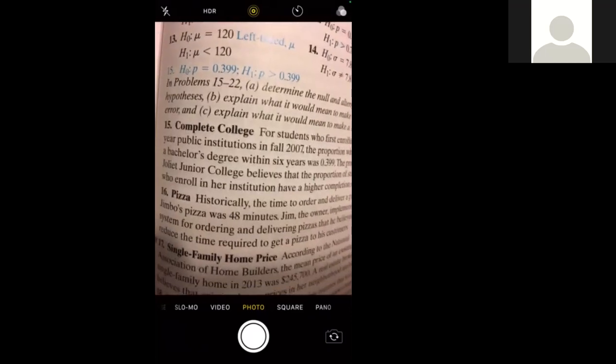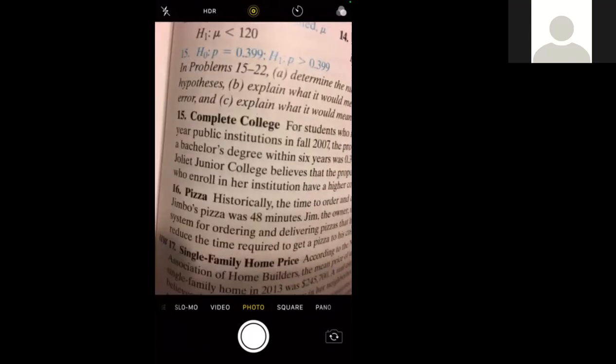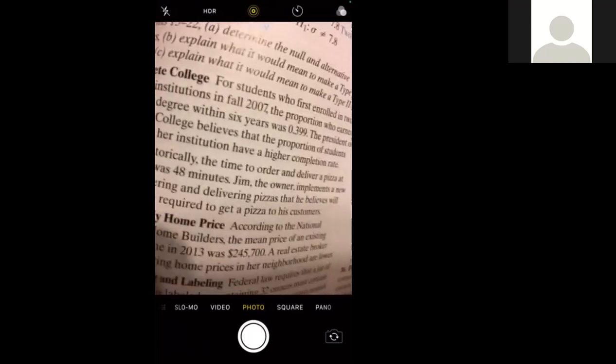This is about completing college. For students who first enrolled in a 2-year public institution from fall 2007, this is pretty old data, the proportion who earned a bachelor's degree within 6 years was 0.399. The president of Joliet Junior College believes the proportion of students to enroll in an institution have a higher completion rate. Funny enough, I know that college very well. Oh, you do? Yes, I gained admission there, before I left Illinois. Oh, okay. Yeah, I remember it being in Illinois.